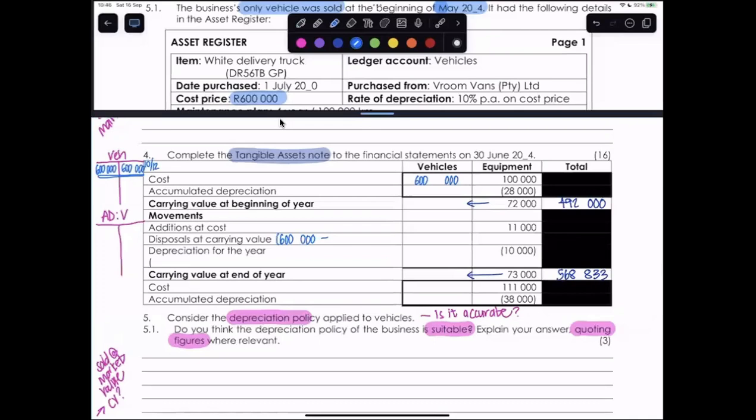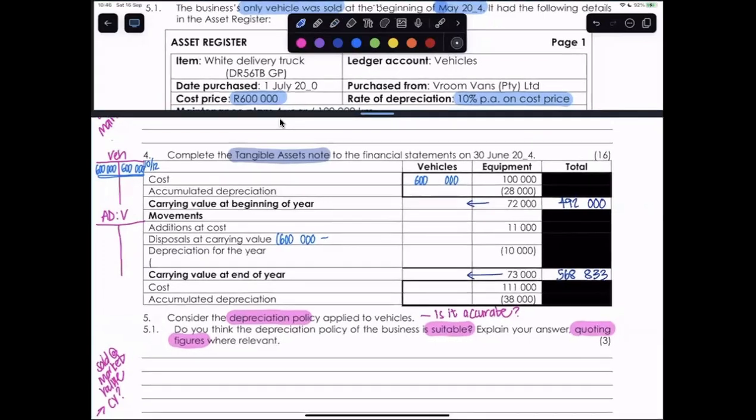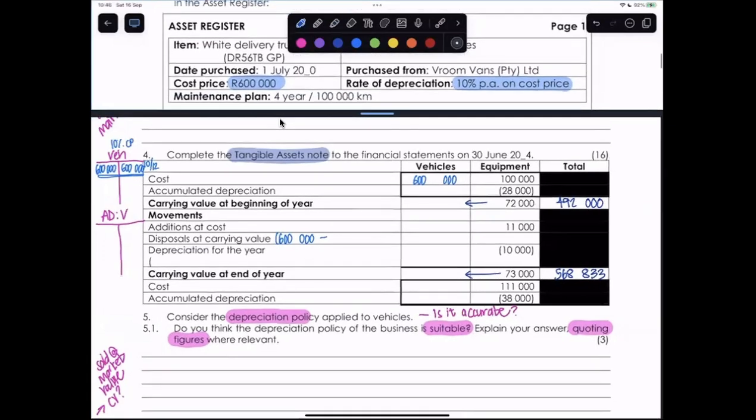We're then also given the rate of depreciation is 10% per annum on the cost price. I always like to put that at the top of my vehicles account, 10% CP for cost price, because again, when I want to calculate my depreciation, it's going to be much easier because I've got all the information I need.